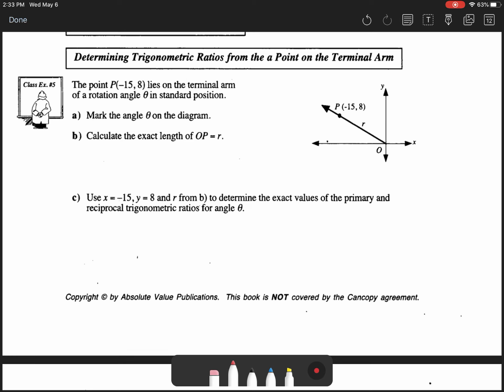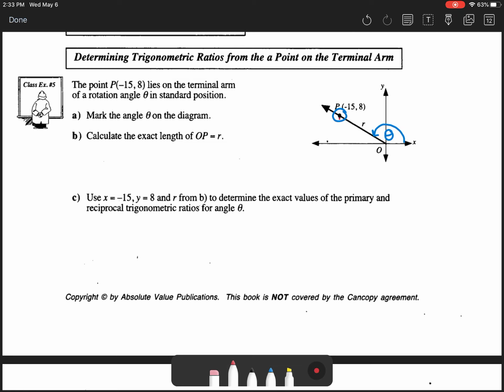Next, determining trig ratios from a point on the terminal arm. So it says here, the point P, which is negative 15, 8, lies on a terminal arm, and you can see that right there. There is point P. It's on the terminal arm, and they've even labeled r there. Mark theta on the diagram. So the actual rotation angle is going from there to there, right? That's the rotation angle because that's where the terminal arm has moved to.